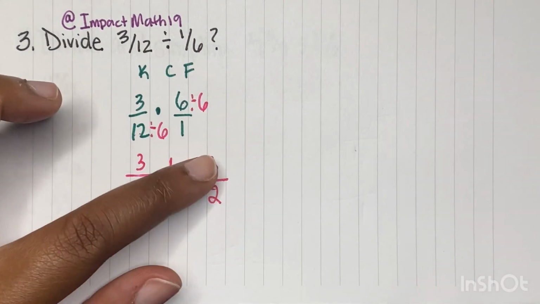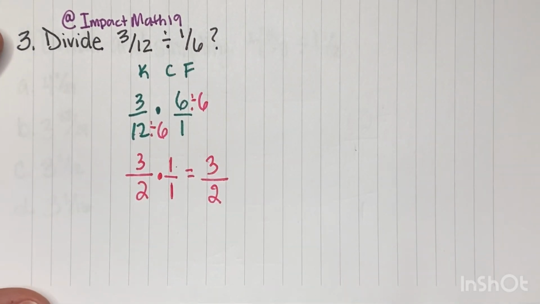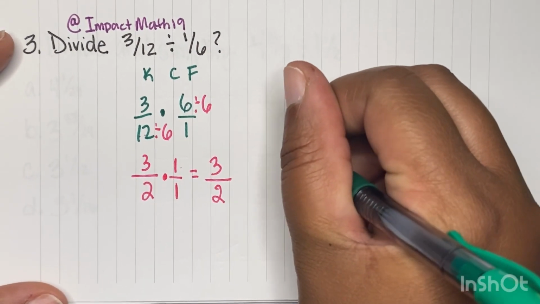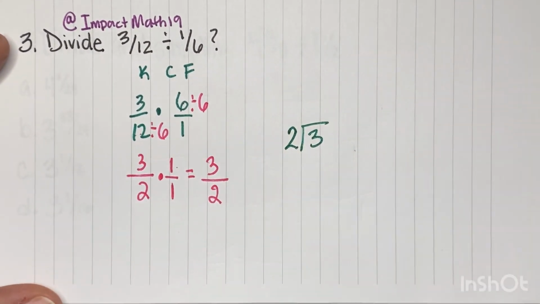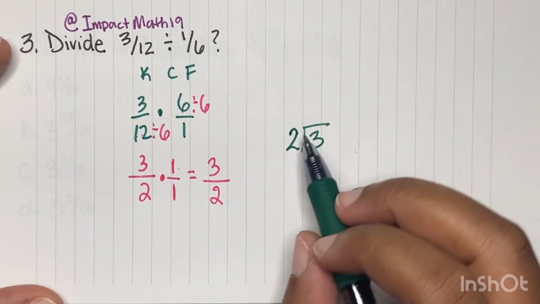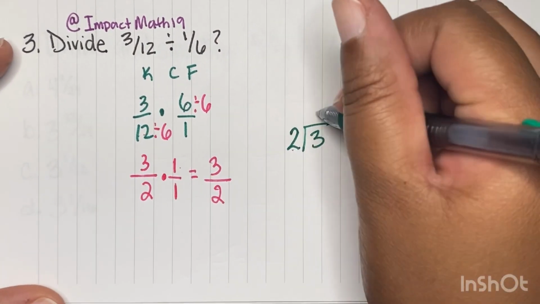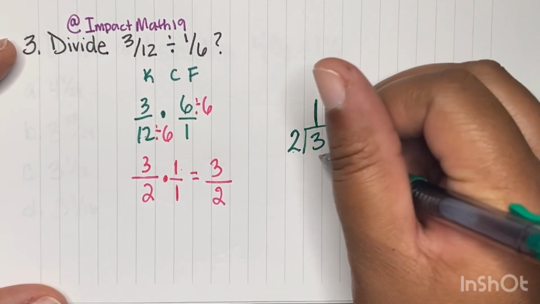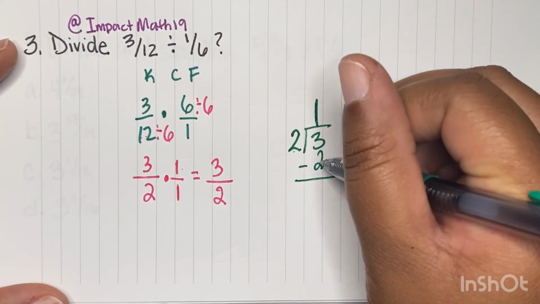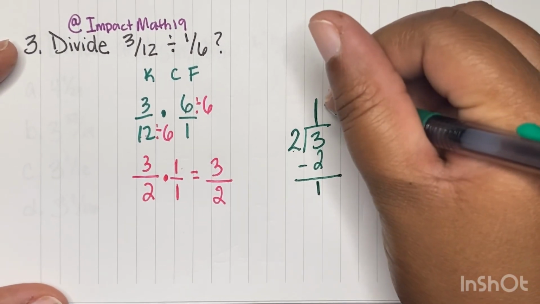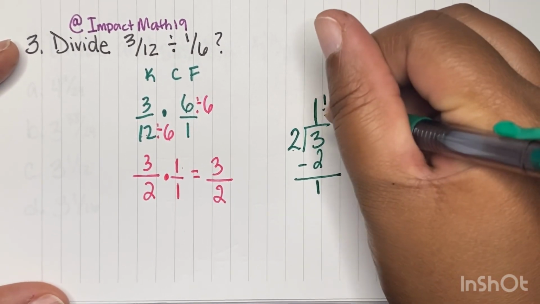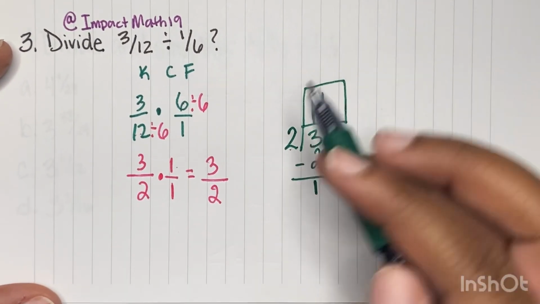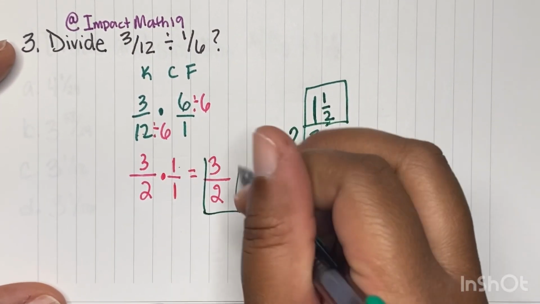Now we want to change this to a mixed number. And so how we do that is we do 3 divided by 2. Okay, so we're asking ourselves how many 2's can fit into 3? 1 can. So that's our whole number. And 1 times 2 gets us 2. And 3 minus 2 gets us 1. So we're left with 1 1/2. And that is our answer as a mixed number. This is our answer as an improper fraction.